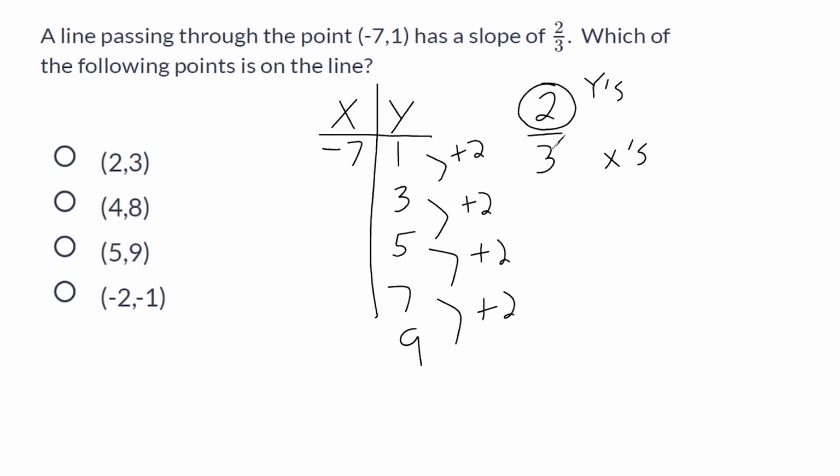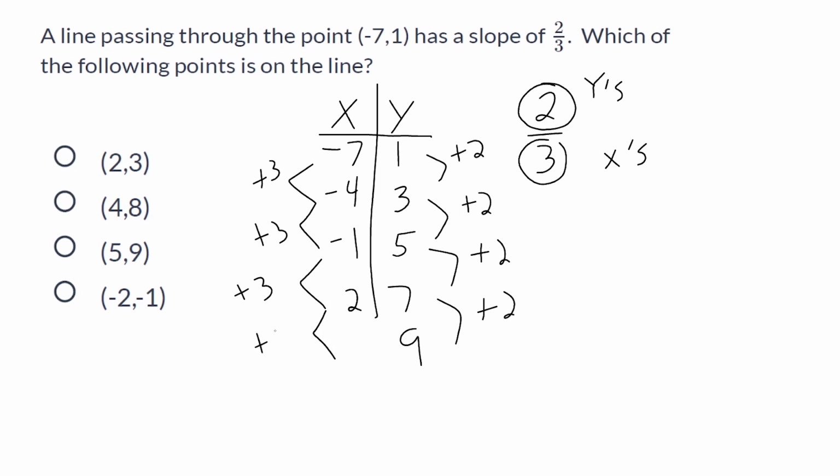Now let's go ahead and add 3 to our x value. So starting at -7, going up 3 would put us at -4. Increasing by 3 again would be -1. Increasing by 3 again would put us at +2. And increasing by 3 again would put us at +5.